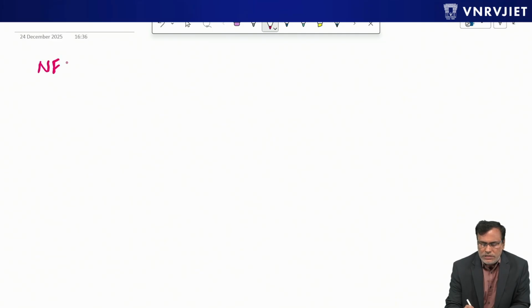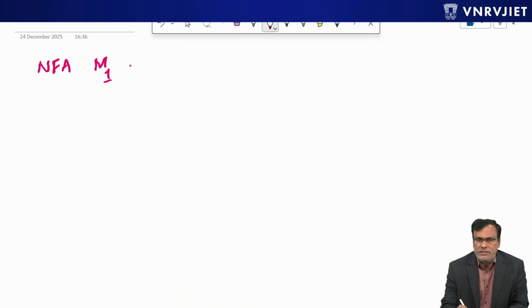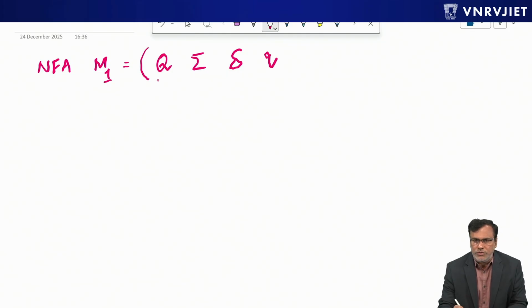Now we look at what is an NFA. We recall the definition of an NFA. If I let this NFA be M1, we know that an NFA is a five-tuple. What is that five-tuple? Set of states, input alphabet, transition function, start state. This is small q, this is capital Q. Capital Q denotes the set of states. And then the set of accept or final states.